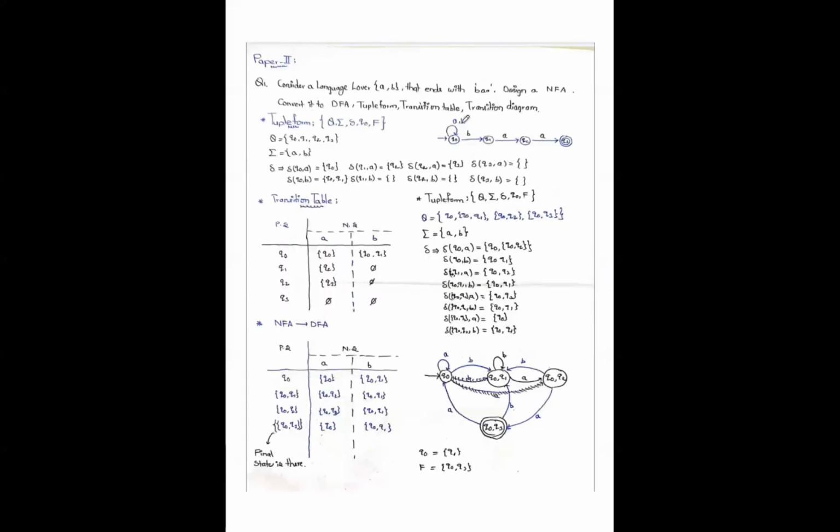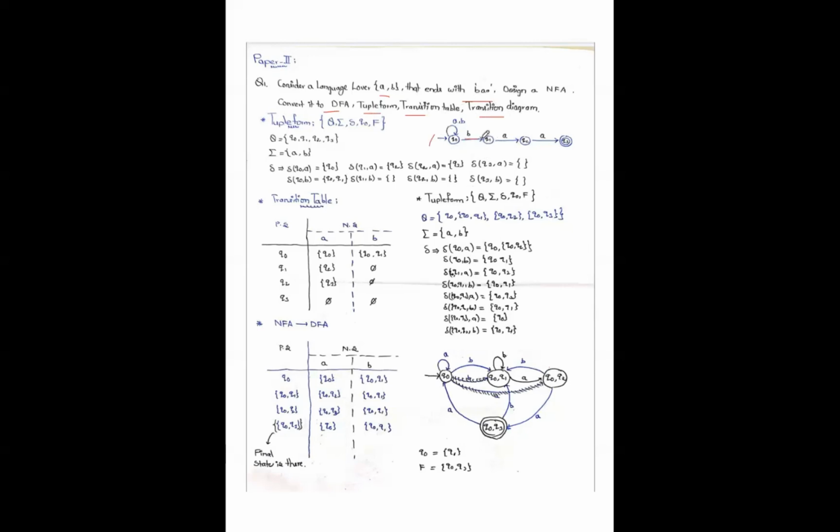Consider a language over A, B that ends with BAA. Design an NFA, then convert it into a DFA. Find out the tuple form, transition table, and transition diagram. So first, we need to construct an NFA that ends with BAA. So this is the NFA.